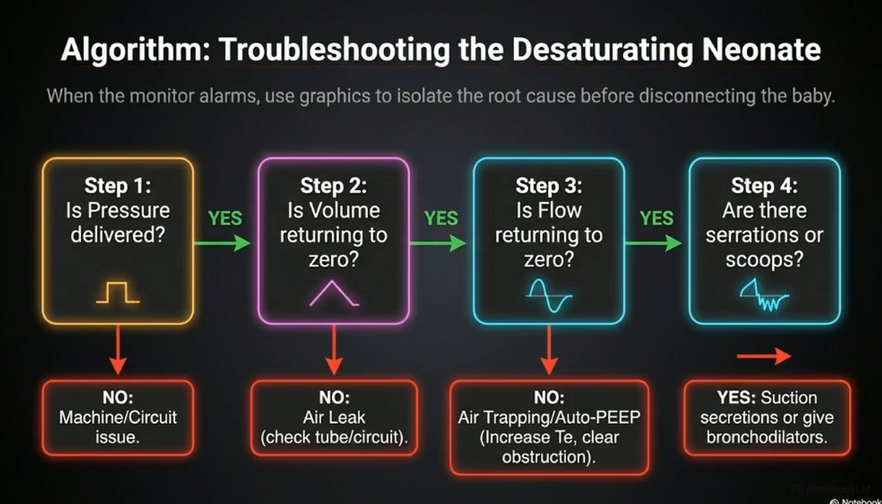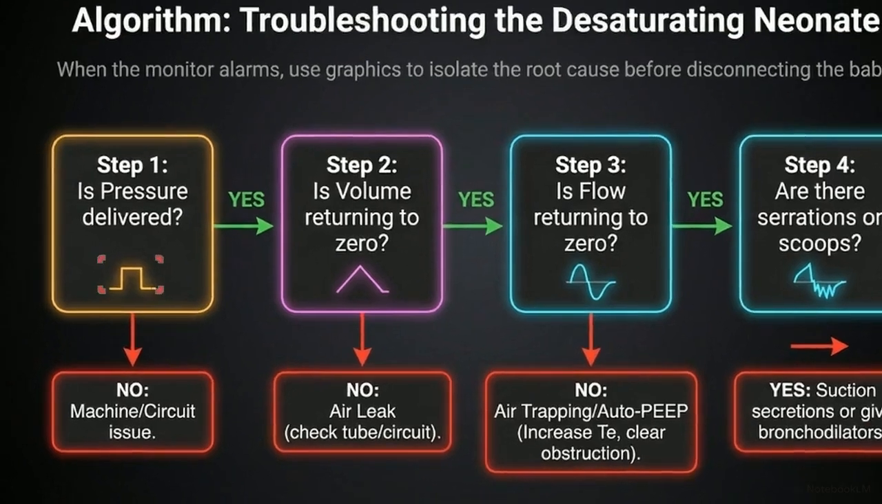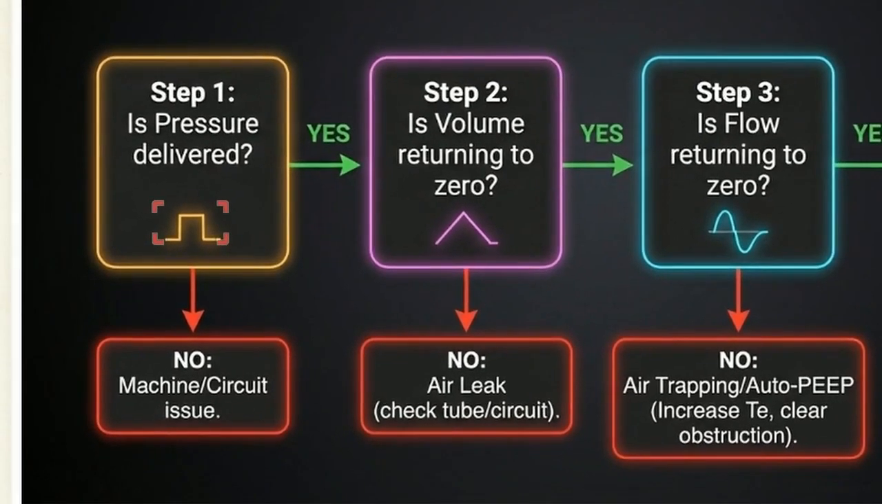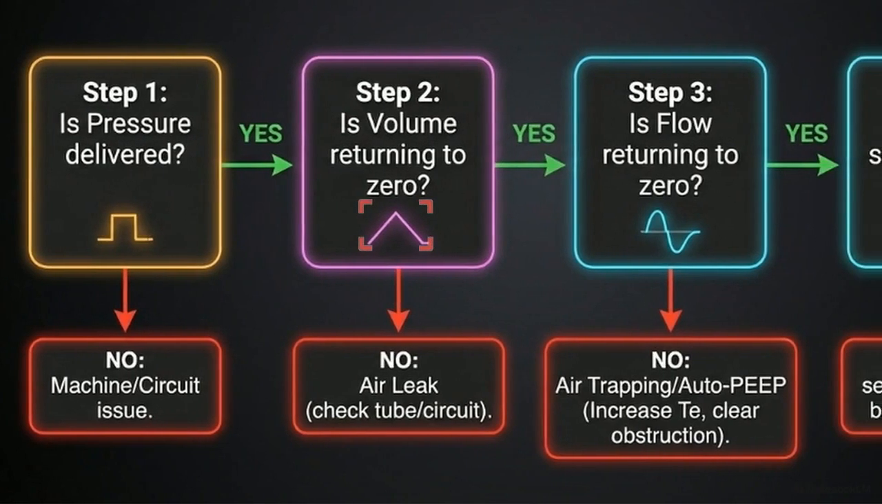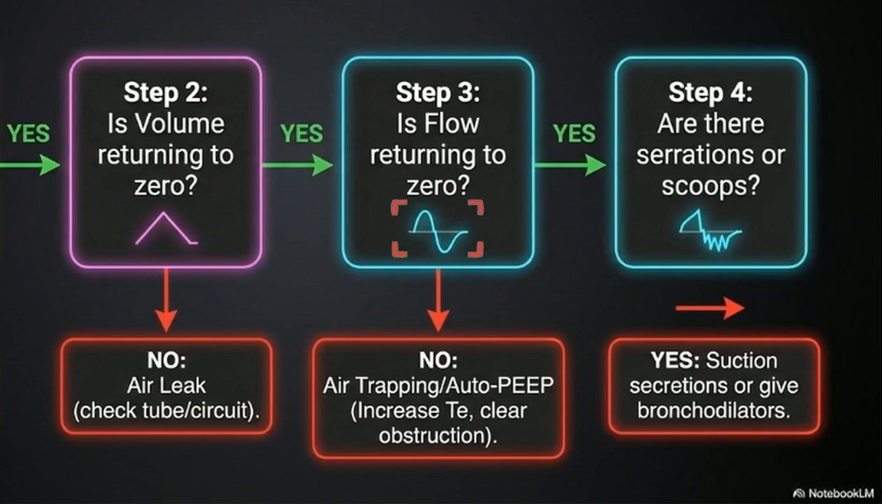disconnections. Step 1. Check the pressure scalar to ensure the machine is delivering a breath. Step 2. Verify if volume returns to 0. If the volume wave stops short, the system has an air leak. Step 3. Check if flow returns to 0. If not, the baby is trapping air. Step 4. Look for the jagged serrations that signal the need for suctioning secretions.